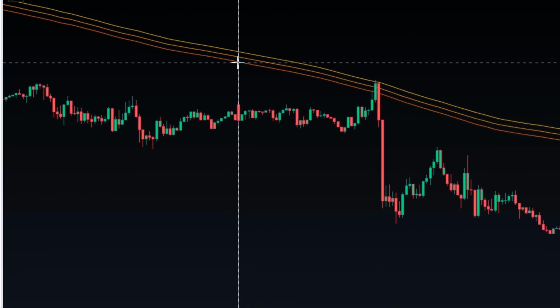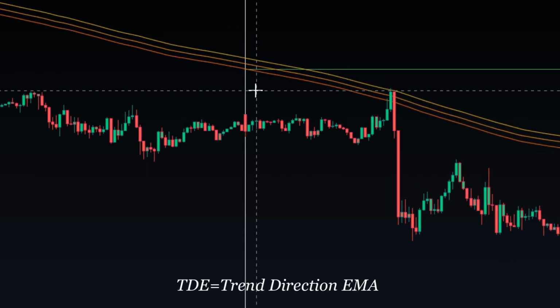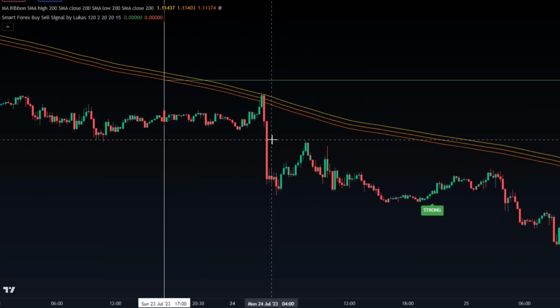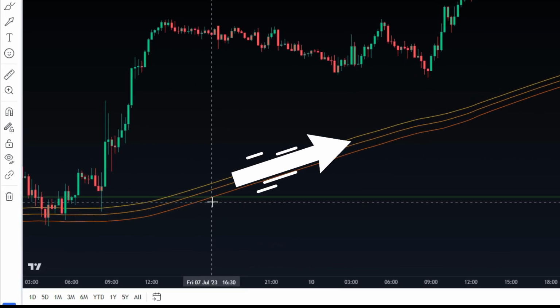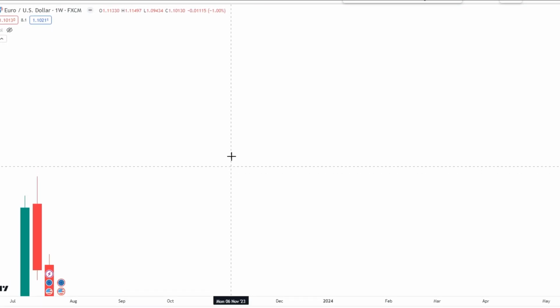Here is the trend direction setup. We are only looking for a short trade when TDE crosses from above and goes down. And when the TDE crosses from below and goes up, we are only looking for long trades. We're actually gonna leverage this TDE to find us the trend direction against the weekly line that we drew before.